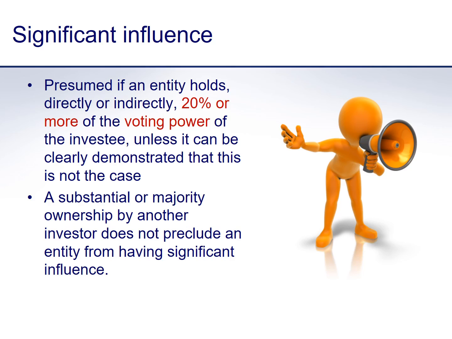Significant influence typically kicks in where an investor, directly or indirectly, has 20% or more of the voting power of the investee, unless it can be clearly demonstrated that this is not the case. It's a rebuttable presumption. So if I've got 20% of the voting power, but I can demonstrate through supportable reasons why I believe that I do not have significant influence under the circumstances, then you'll see later on that's one of the things that I'd have to disclose, the reasons why I believe that would be the case, as part of my significant judgments. That being said, the fact that somebody else might have control or might have joint control in the investee doesn't take away my ability to have significant influence.